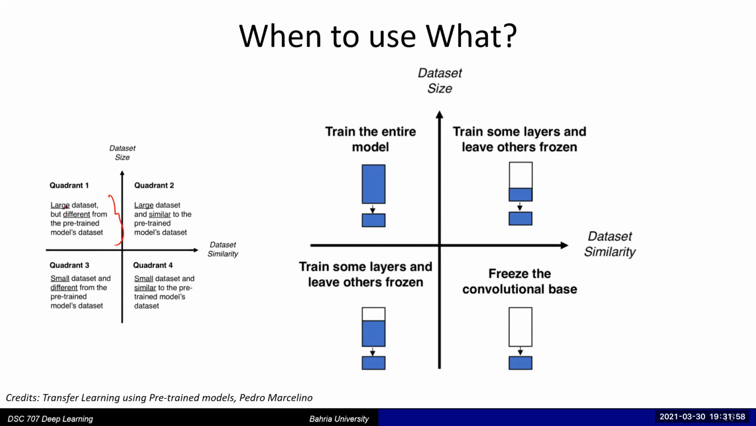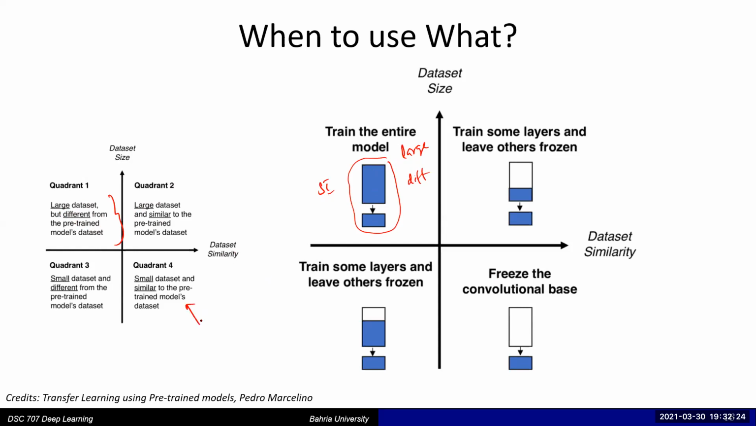Where you have a large data set, but it is different from the pre-trained model's data. So the data set is not similar and you have plenty of data. You can simply borrow the architecture and train the complete model. Why can we train? Because we have large data. And why are we recommending training? Because your data is different from the source data. So you can train the entire model. This is actually strategy one.